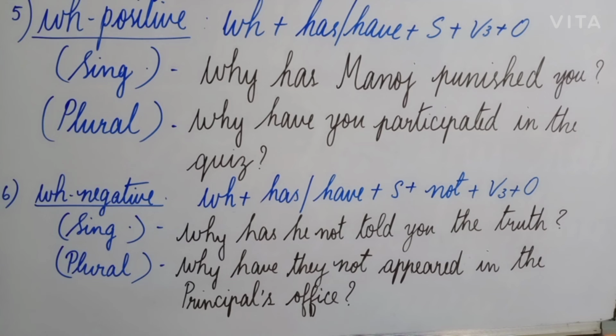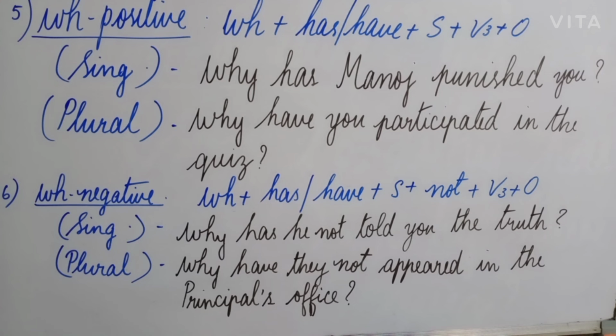Then the next type of sentence is WH, negative sentence. So WH, negative sentence, you know that a negative word should come over there. Rest all the sentences remain the same. That is WH, question word, then comes has or have plus subject plus not, then comes the main verb and the object. So remember, after the subject only you will be using the not word or the negative word. So let us look at the example. Why has he not told you the truth?